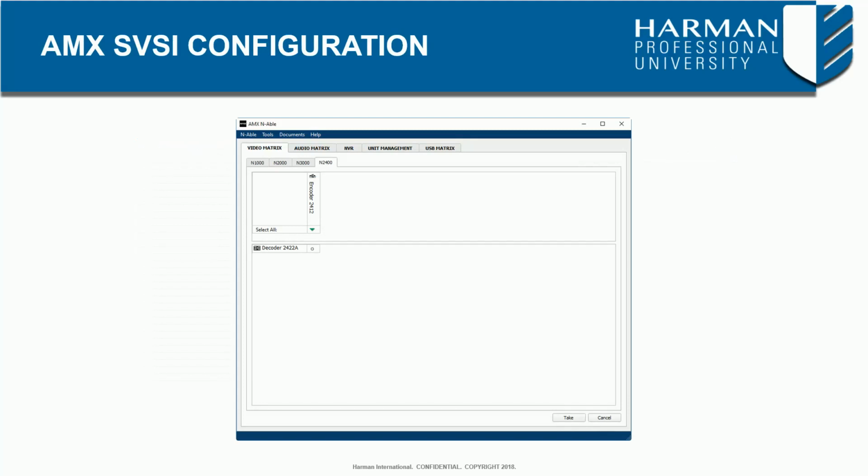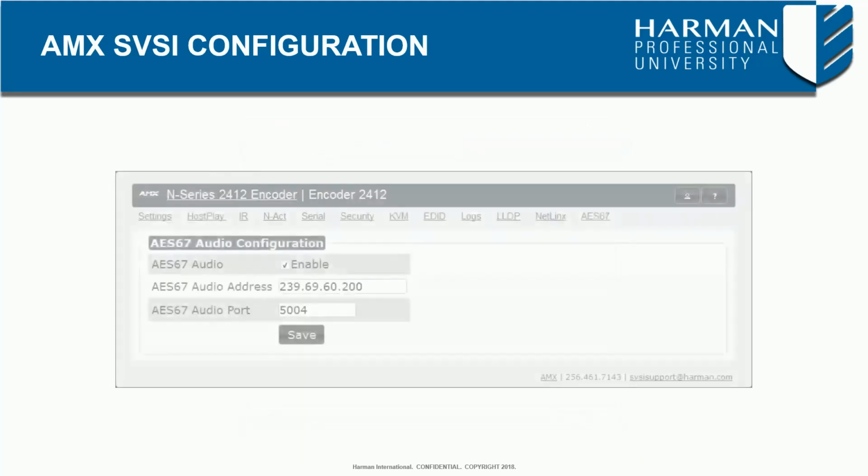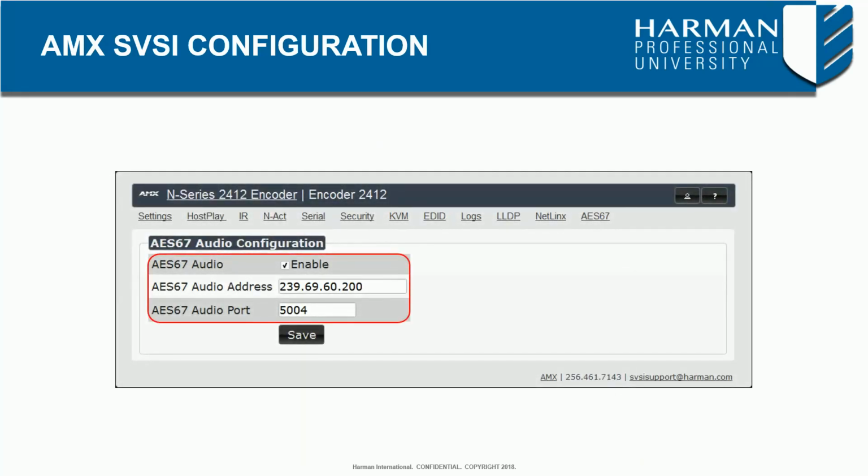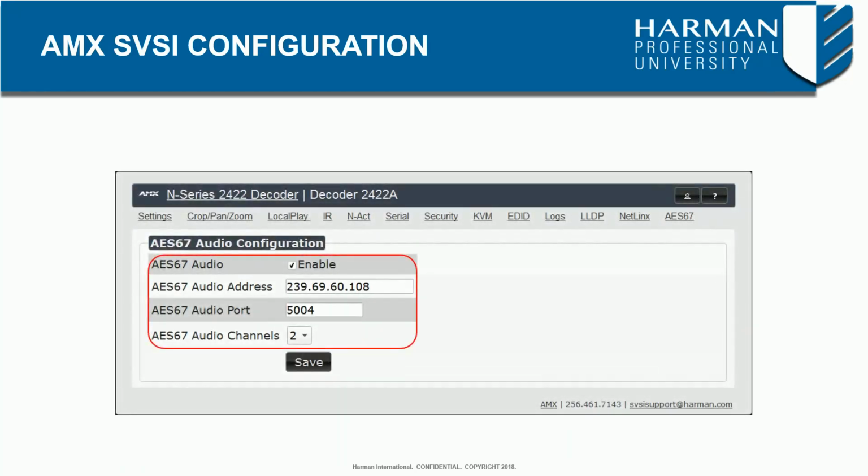The configuration of an AMX SVSI AES67 compatible device is a manual operation accessed at the device configuration through Enove or a browser. For a transmitter, we must manually designate the AES67 address and audio port. For a receiver, we will designate the AES67 audio address of the stream that it's subscribed to. The port and channels must exactly match the properties of the incoming stream as published in the SDP information. An AMX SVSI AES67 enabled receiver can support 2 or 8 channels.